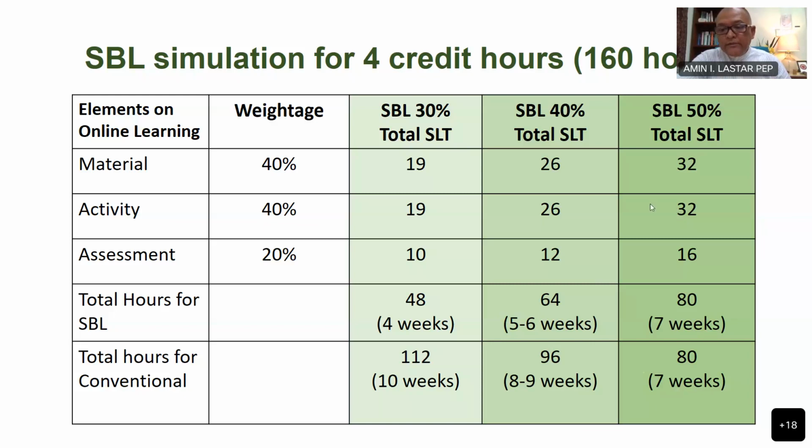Okay, good question. If SBL is decided as 30%, then what is the 70%? 70% is face-to-face. 30% is fully online. PTG, 70% is face-to-face.